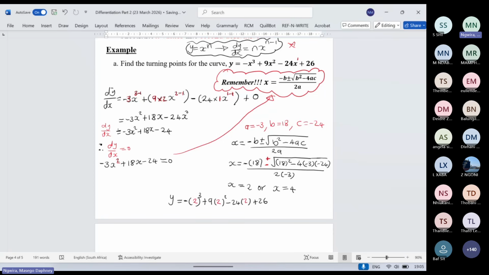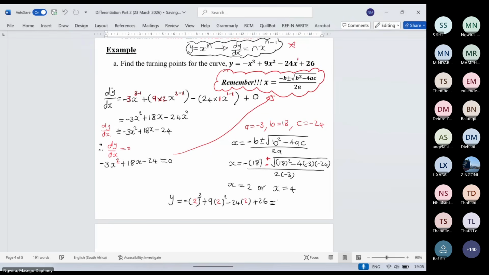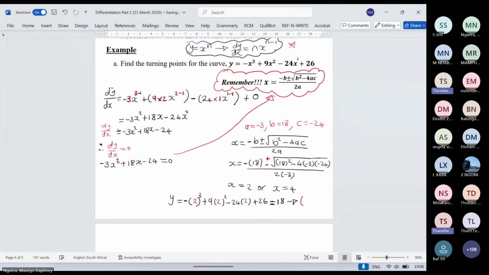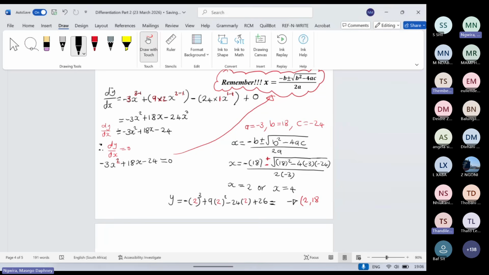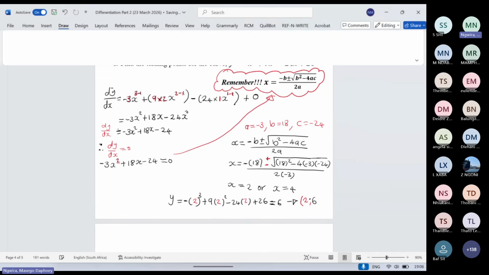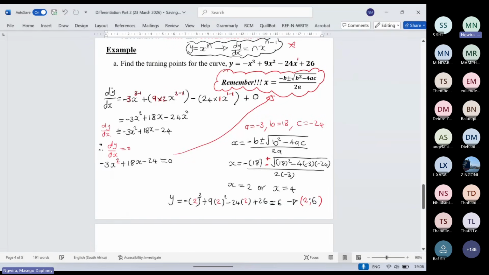Someone please help me with the calculator. I've got 18 on my side. Okay, 6. I got 6. Positive 6. Yes. Okay, guys, you can double check. Yes, it's 6. So this is the point where the graph is going to turn. So our graph is going to turn here.